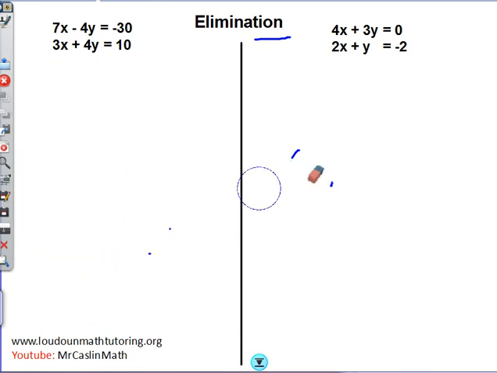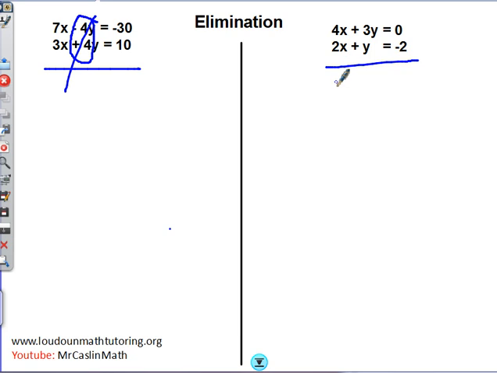Now notice we had opposites already set up for us, and those eliminated right away. We didn't have to do anything. Now that's not always going to be the case. Now this is a problem that we did in the substitution video. Now we're going to do it by elimination instead. When we add these together, 6x plus 4y is equal to negative 2. Well, nothing eliminated, so we're not really ready to add these together yet.